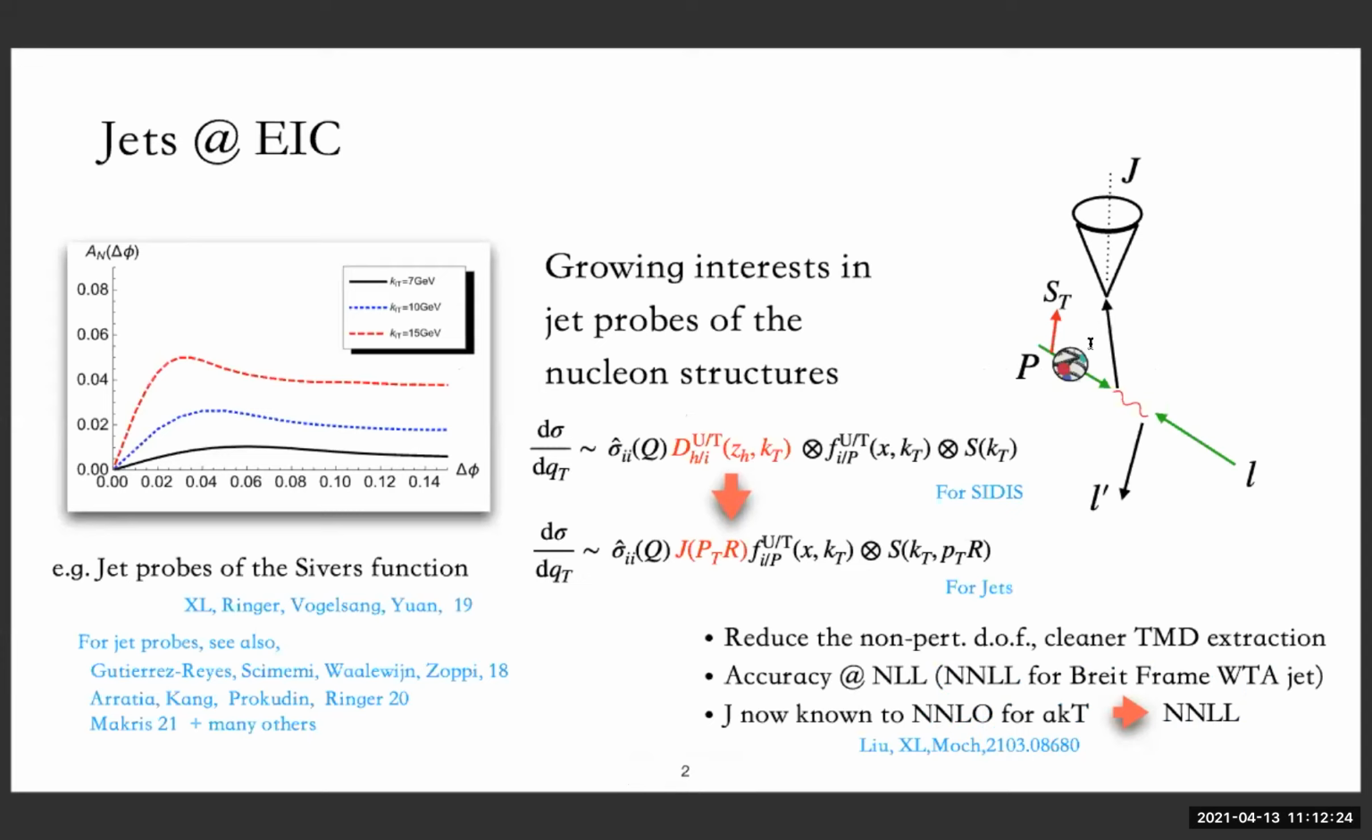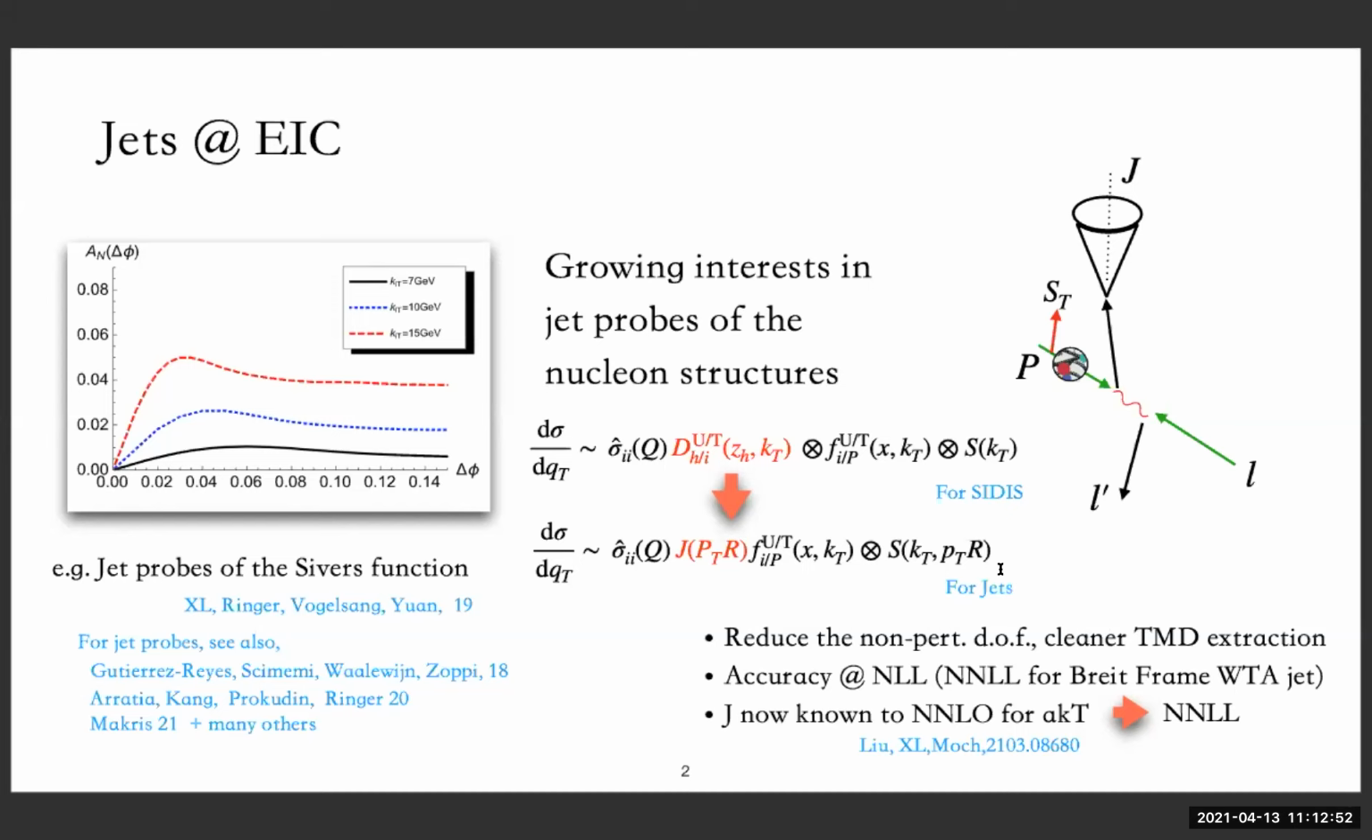For instance, if we use the jet probe of the proton initial TMDs, compared with SIDIS, we can get rid of this non-perturbative fragmentation function, but replace that with a jet function, which is ideally purely perturbative. So this potentially can help us to have a relatively cleaner or easier extraction of the polarized or unpolarized TMDs.